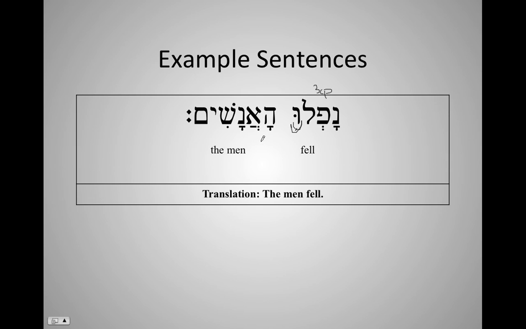Note how this verb is followed by the noun ha-anashim. Anashim is the word for men. Note that it's plural. That actually becomes the subject of our verb. So "the men fell" becomes our sentence.